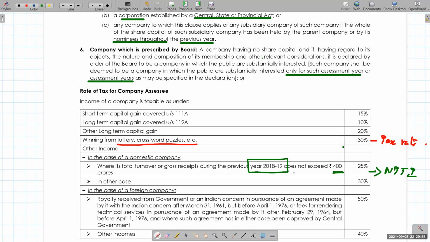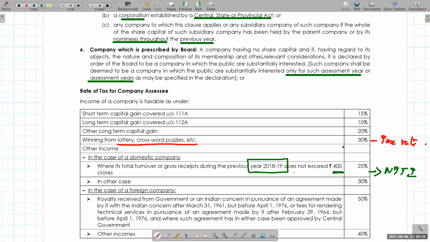Then which companies will not come under the purview of a domestic company? That is a foreign company. For foreign companies, there are two rates. One is on royalty. When the Indian government or Indian concerns are giving royalty to a foreign company, the rate is 50%.